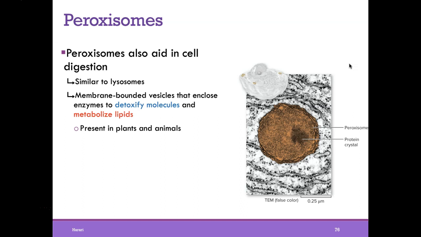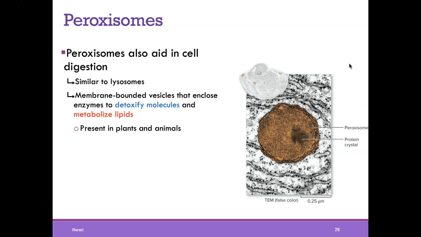Now we could talk about peroxisomes. And peroxisomes also aid in cellular digestion, similar to lysosomes. But these are different. These are considered microbodies that function separately from the lysosome. So they have separate enzymes. And what they do is they use molecular oxygen to oxidize organic molecules. So they detoxify molecules and metabolize lipids.